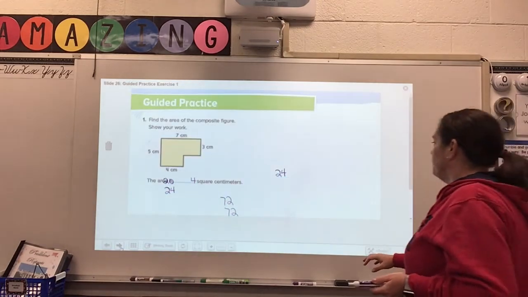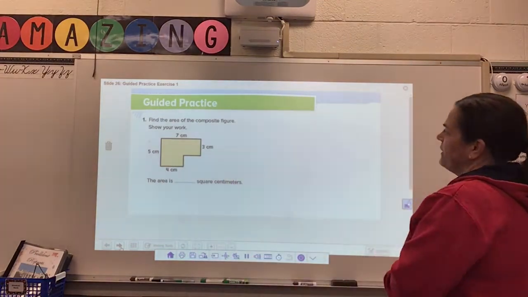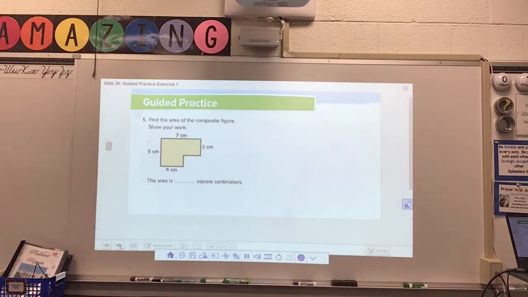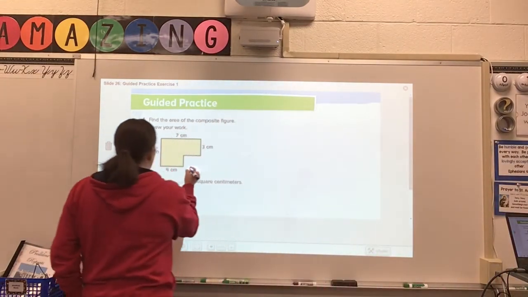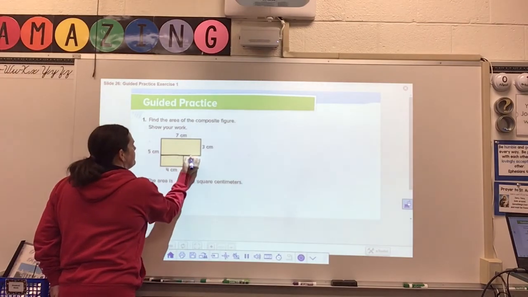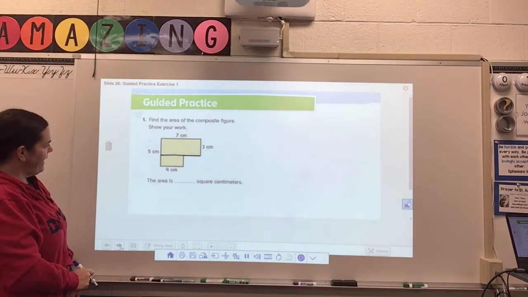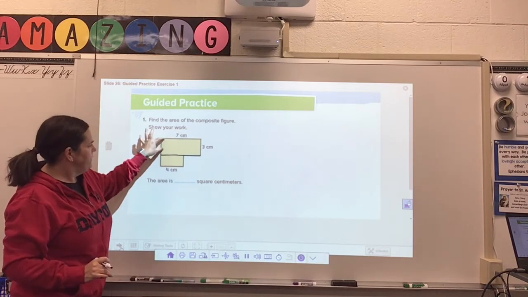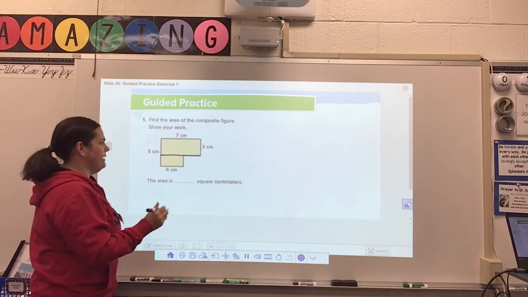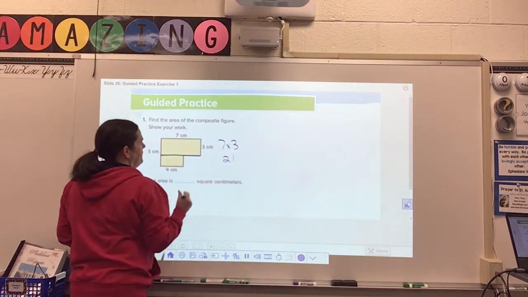All right. So we'll end our lesson today with the guided practice. It says to find the area of the composite figure and show your work. So if I were going to find the area and show my work here, I'm going to draw my line, breaking it up into my smaller rectangles, okay? And I can see that this rectangle has an area of 7 times 3. So 7 times 3, and that equals 21.